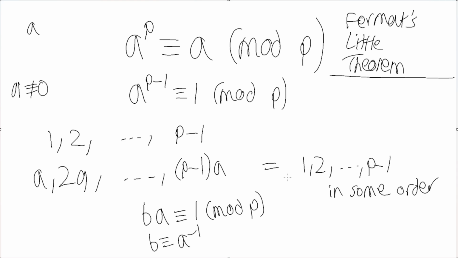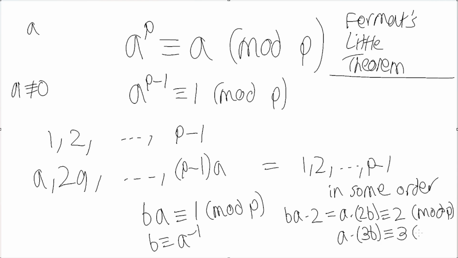What about 2? Well, if we want to get 2, then we can just multiply both sides by 2. So then we get ba times 2, which is also equal to a times 2b, is equivalent to 2 mod p. And similarly, a times 3b is equivalent to 3 mod p. And so on and so forth. So therefore, every number on this list is also on that list, and clearly every number on this list, when we reduce mod p, is on this list. So therefore, these two lists are the same.